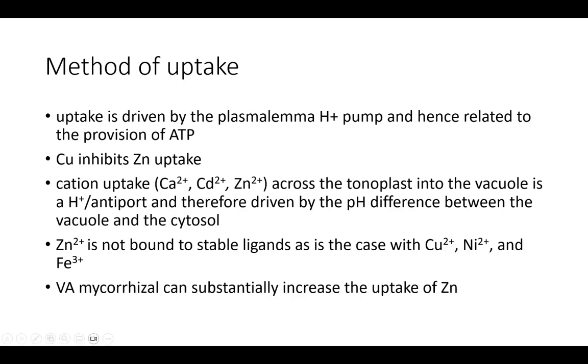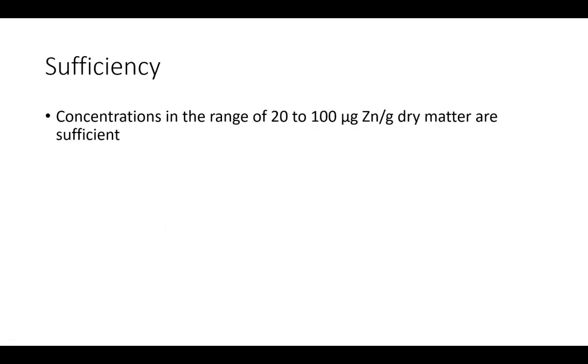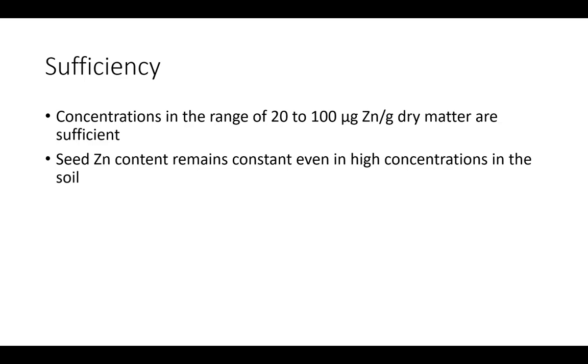VA mycorrhizae can substantially increase the uptake of zinc. Plant concentrations in the range of 20 to 100 micrograms zinc per gram of dry matter are sufficient for the plant. It doesn't take a lot of zinc in the soil in order to be able to have sufficiency. Seed zinc content remains constant even with high concentrations in the soil. Basically, seeds already have a certain amount of zinc in them. That is what they need in order to be able to germinate. They do not pick up zinc out of the environment.